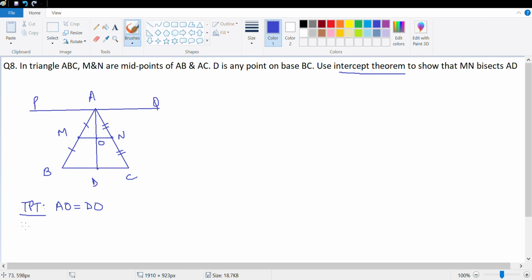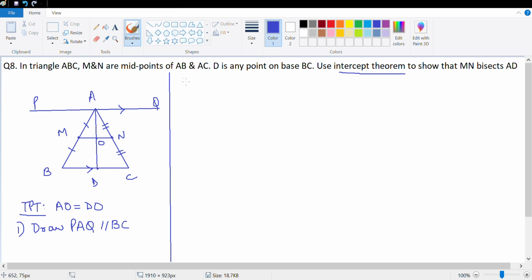So let's do our first point. 1. Draw PAQ parallel to BC. So we've done this by constructing PQ parallel to BC. And why have we done this? Because the question clearly says we need to use intercept theorem, and for using intercept theorem I need a minimum of 3 parallel lines. Perfect. Now let's prove that MN is parallel to BC.